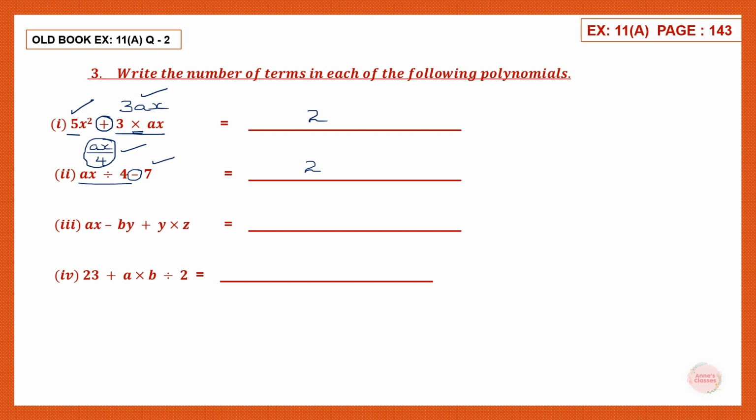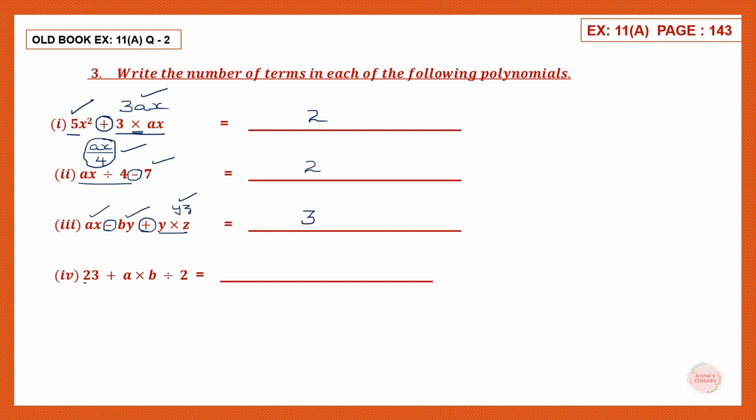Let's look at the third one. Ax minus, so here let's circle this, plus y into z. So don't look at the multiplication sign, look only at the plus and the minus signs. So this is one term, this is the second term. Now y into z can be written as yz. So this has become one term. So totally we have 3 terms here.